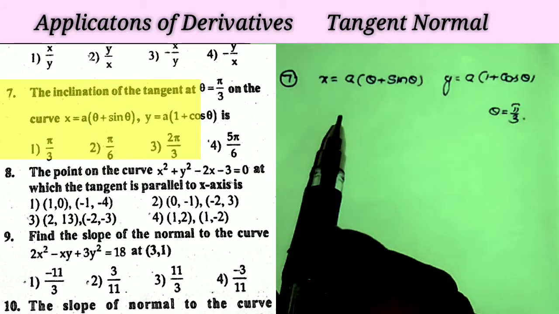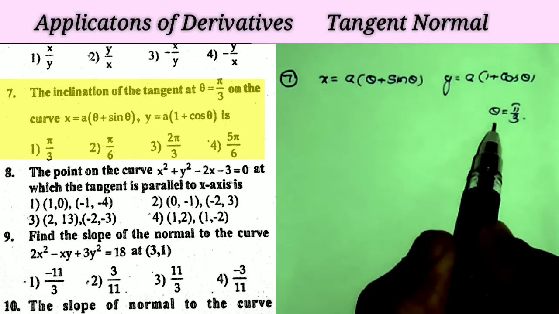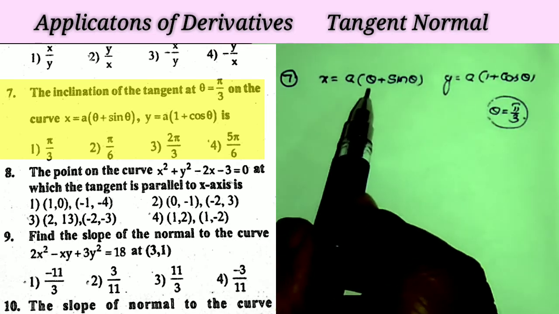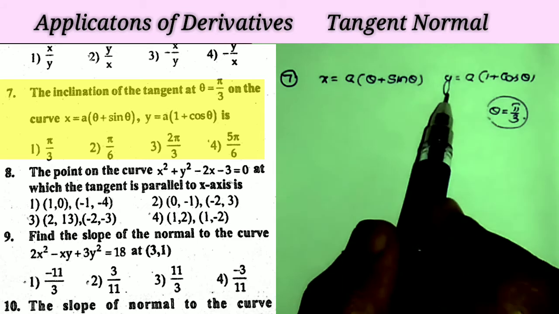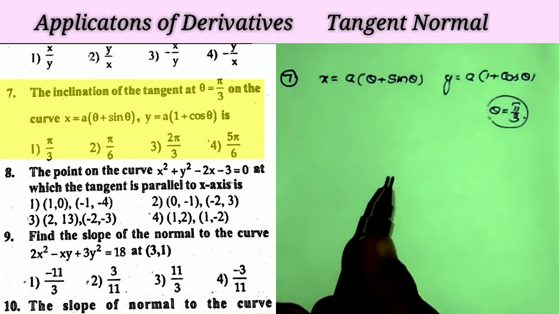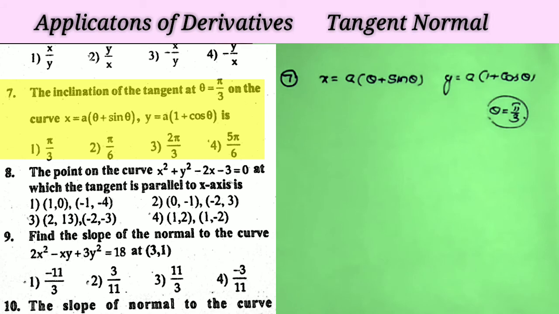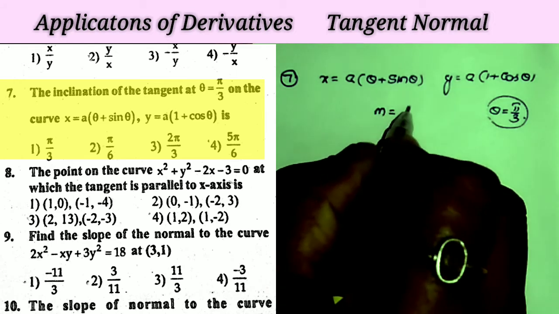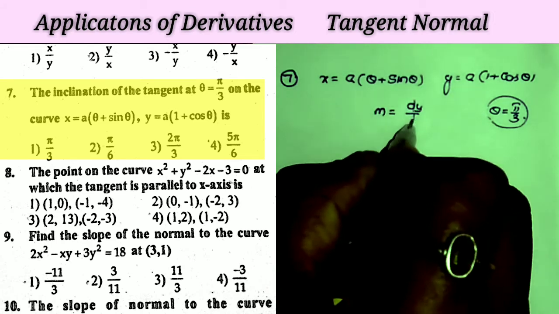Next question: inclination of the tangent at theta is equal to pi by 3 on the curve x is equal to a into (theta plus sin theta) and y is equal to a into (1 plus cos theta). Okay, the inclination of the tangent means first we want the slope value. From that slope value we have to take the theta value. First we want the slope value. Okay, what is the slope value? m is equal to dy by dx.